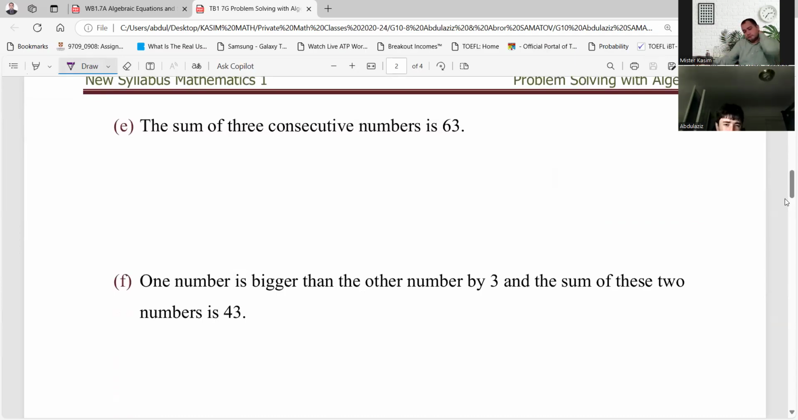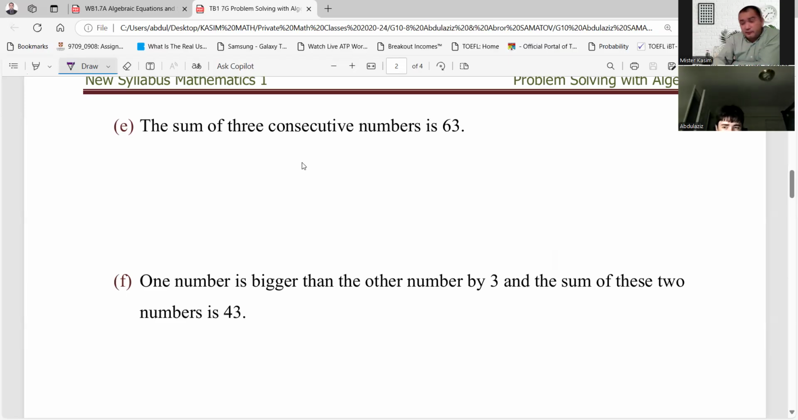The sum of three consecutive numbers is 62. You remember we have seen this word consecutive before, right? Consecutive means a number that is followed by another number. Two consecutive numbers: 1, 2; 2, 3; 3, 4. Three consecutive numbers: 1, 2, 3, or 2, 3, 4, or 10, 11, 12, or 20, 21, 22. Why? Because 20 is followed by 21, and 21 is followed by 22.